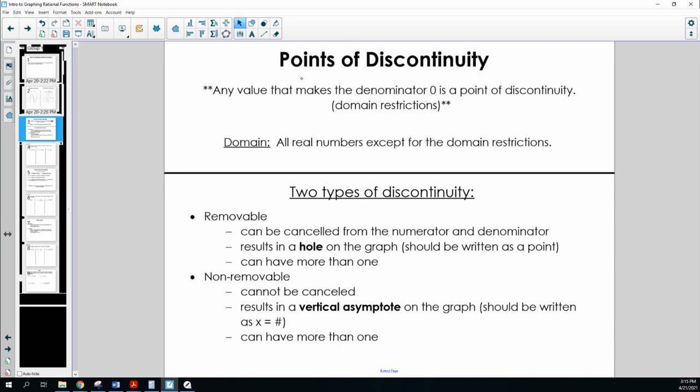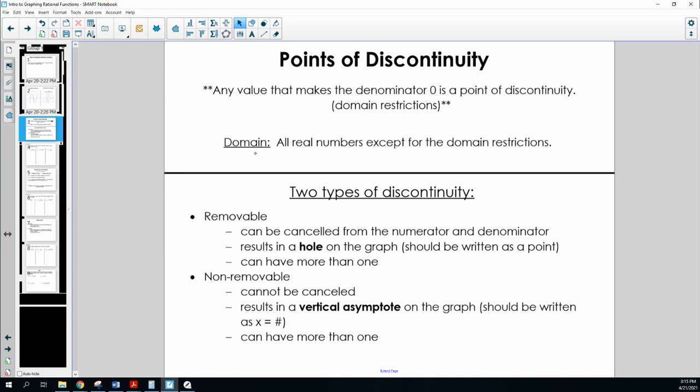There are things called points of discontinuity. So any value that makes the denominator 0 is a point of discontinuity, and those are our domain restrictions. So throughout this entire unit, we've been simplifying these rational expressions, and we've been finding the domain restrictions. And the domain restrictions are going to be what makes this function discontinuous.